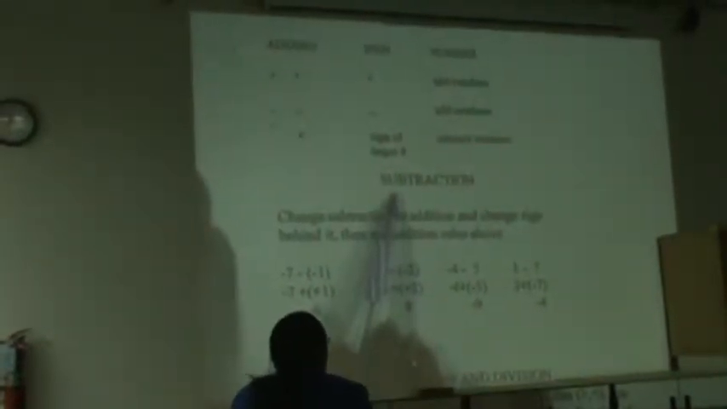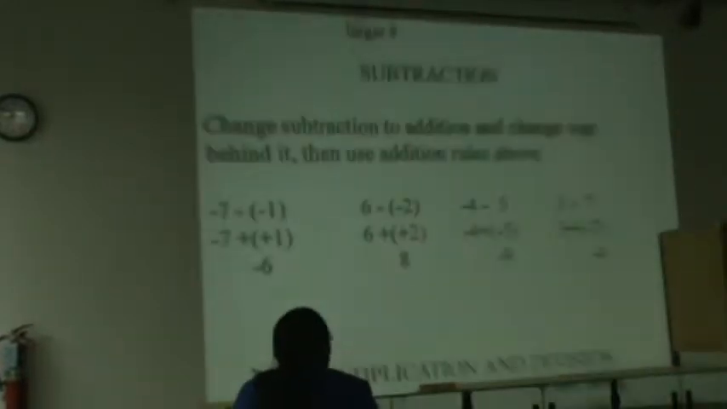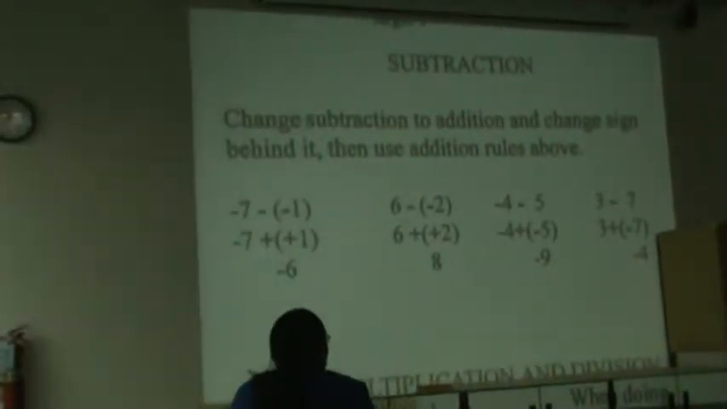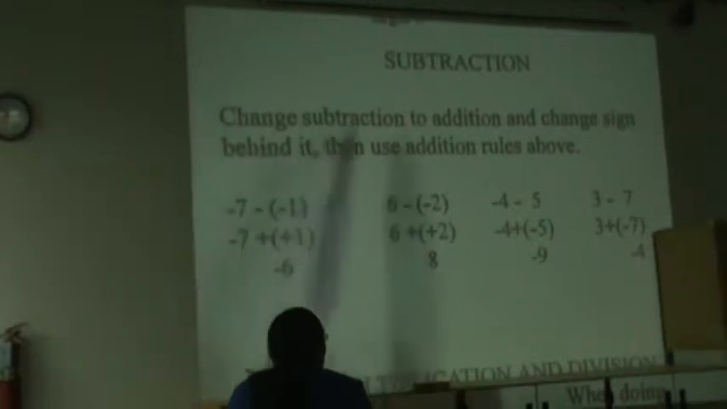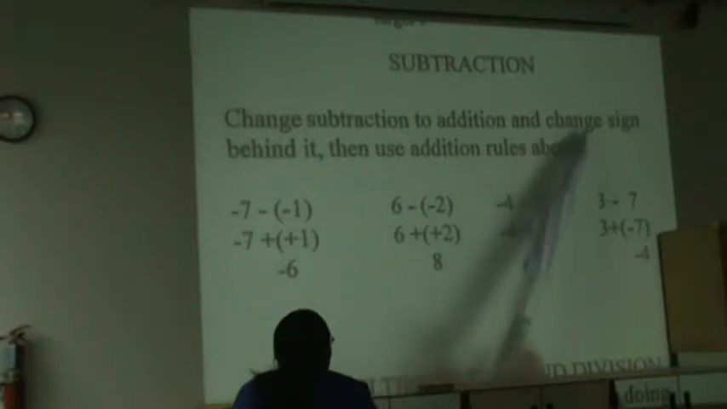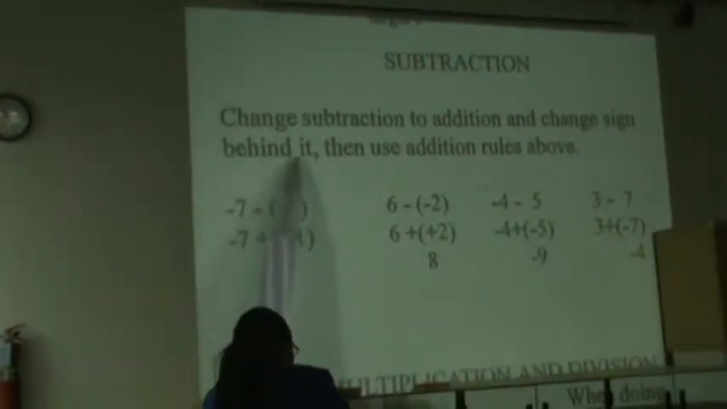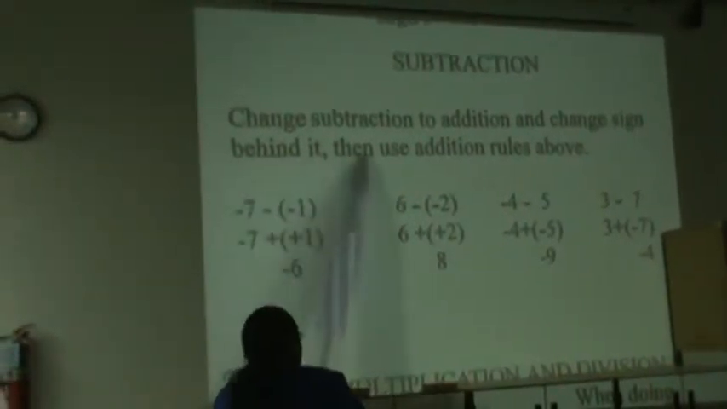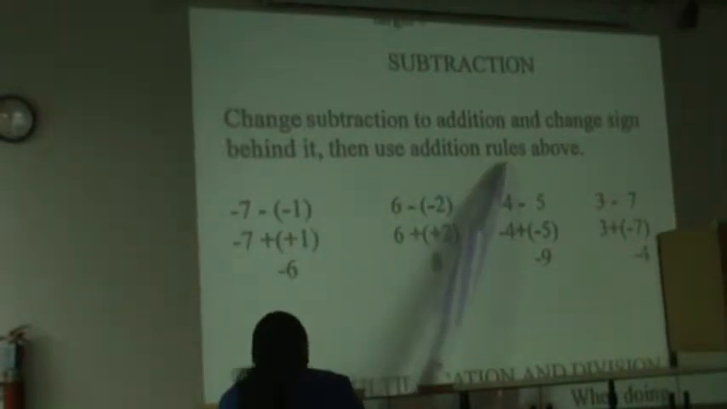1.4 is subtracting real numbers. We're going to be using the same handout. The second part of it right here explains how to do subtraction. Okay. It says change subtraction to addition and change the sign that follows it, okay? Then use your addition rules above. Let me show you what that means.